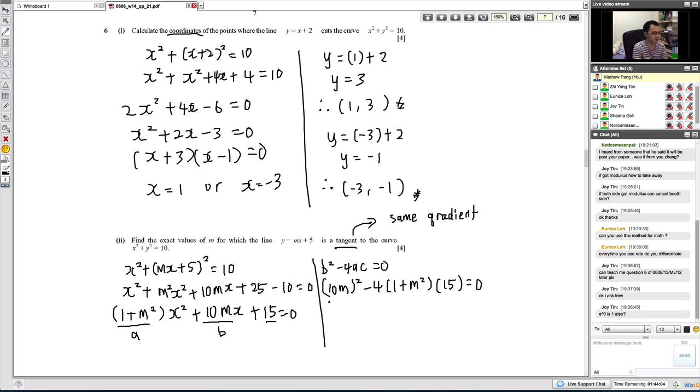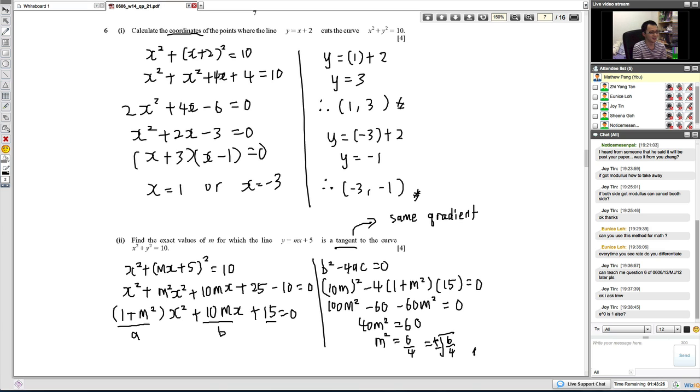Of course, I will need to solve this one. This is 100m squared, and this is -60 minus 60m squared equals 0. Because I multiply 15 and 4 first, then only I multiply into the bracket. Then I expand the bracket after that. Alright, so 100 minus 60 is just 40m squared. And I will move the 60 to the other side, equals 60. So m squared will basically equal 6 over 4. And m will equal the square root of 6 over 4, or the square root of 3 over 2, plus or minus.